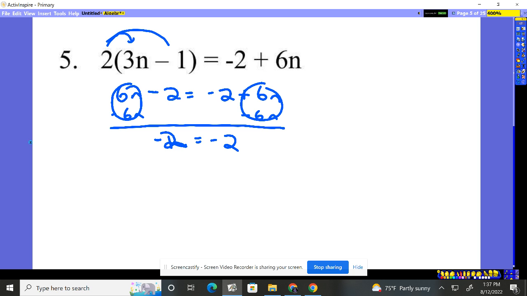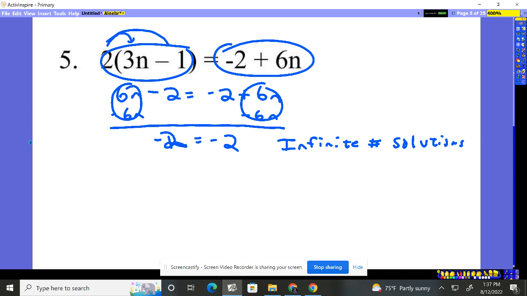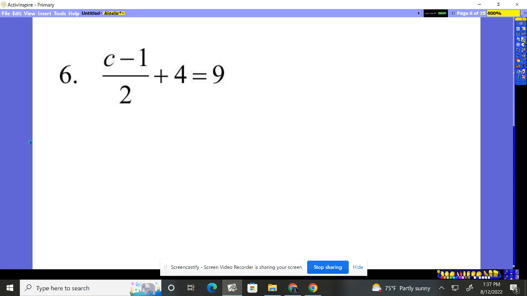How often does -2 equal -2? Always! So this means there's an infinite number of solutions. Everybody's going to work. Okay? Infinite number of solutions. No matter what we plug in there, it's going to work, because really this side and this side are the same thing. They're both 6n minus 2. That's what their values are. So no matter what you plug into the left, it's going to give you the same answer on the right. So if n is 3, it works. If n is 1,000,000, it works. If it's 1.1, it works. So there's an infinite number of solutions there.